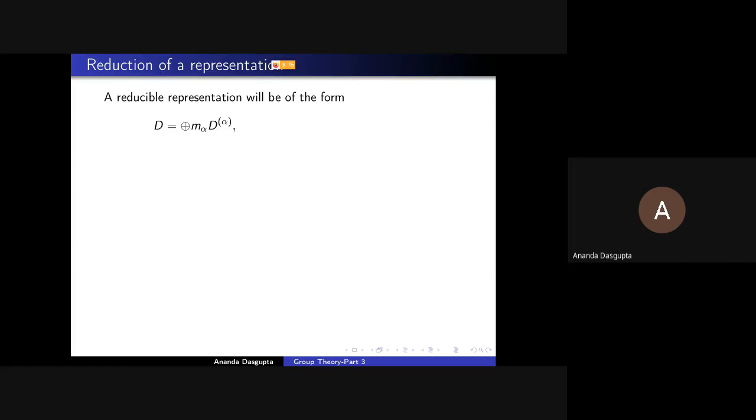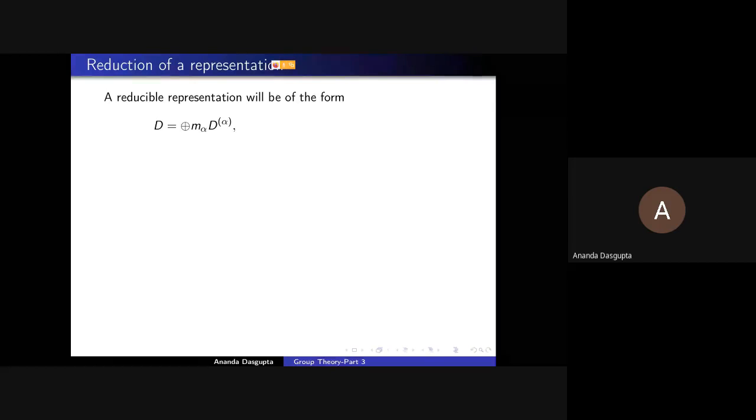So a reducible representation can be thought of symbolically of this form. That is, you can build it up out of m alpha copies of the irrep d alpha. Of course, a given irrep can occur multiple times in a representation. So maybe a given irrep occurs 3 times, another one occurs 4 times, and so on, and you have built up a big representation using that. The question I have for you right now is how do you find out m alpha? And the answer to that is as follows.